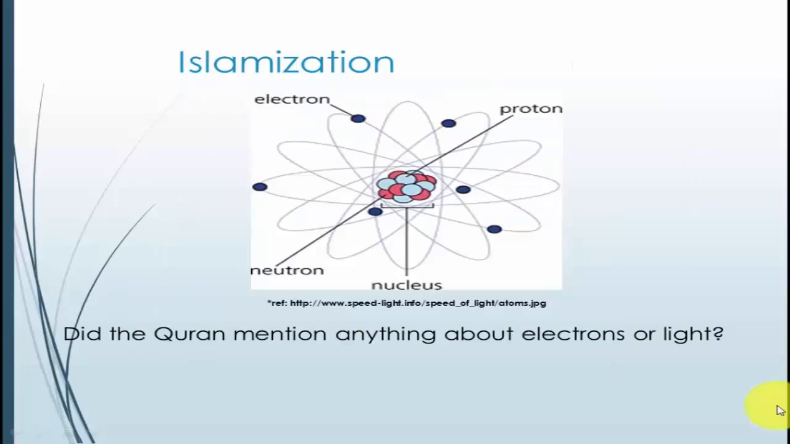For Islamization, due to the fact that the photodetector basically works on light and electrons, we may try to find a relation between what is there in the Quran and what has been discovered by science. The question is, did the Quran mention anything about electrons or light? We will try to find some answer.